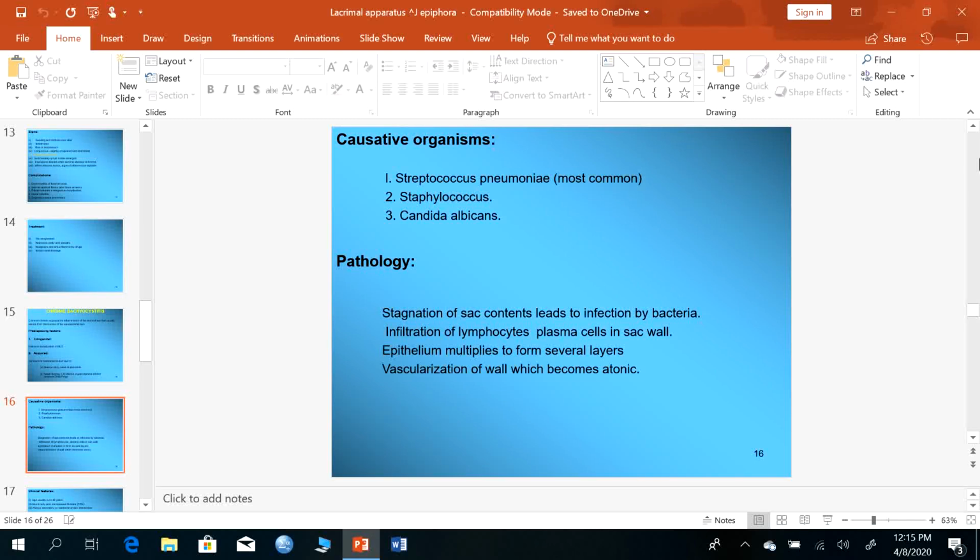Causative agents are the same, except fungal infection like Candida may also contribute in chronic dacryocystitis, unlike acute dacryocystitis. Pathology is stagnation of the lacrimal sac contents, which leads to secondary bacterial inflammation, infiltration of lymphocytes and plasma cells in the sac wall. The epithelium multiplies to form several layers, and later the pus is formed, and you can see the pus point on the skin, upper margin of the skin around the nose or medial side of the eye.